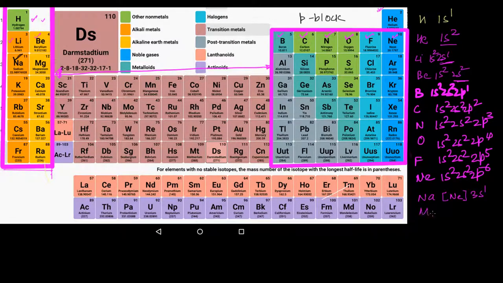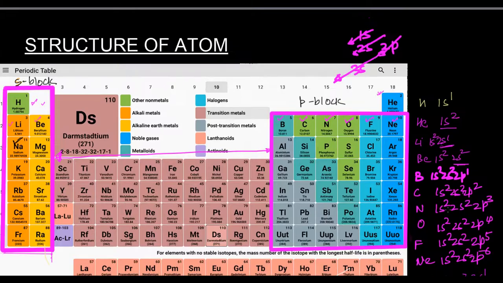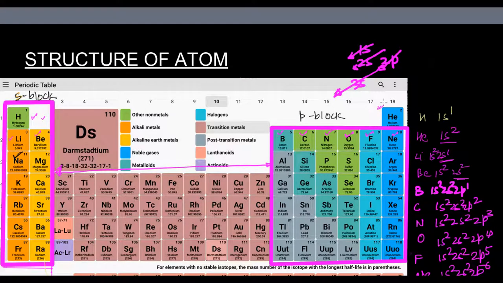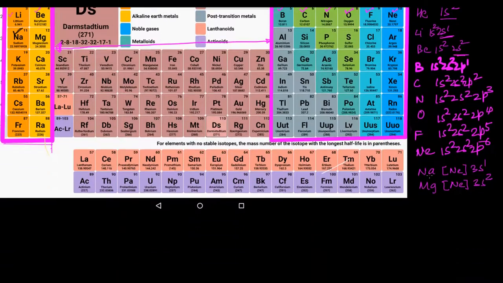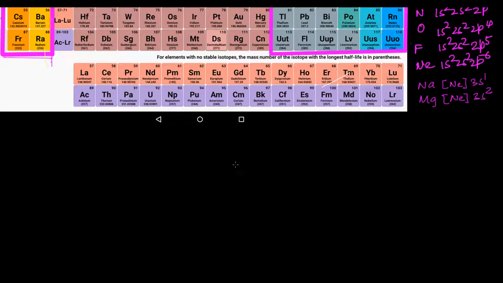Then we have magnesium, which is the same as neon till there, then it is 3s2. What do we have after 3s2? Let me write that. So it was 1s, then 2s, 2p. Then 3s, 3p, 3d, right?